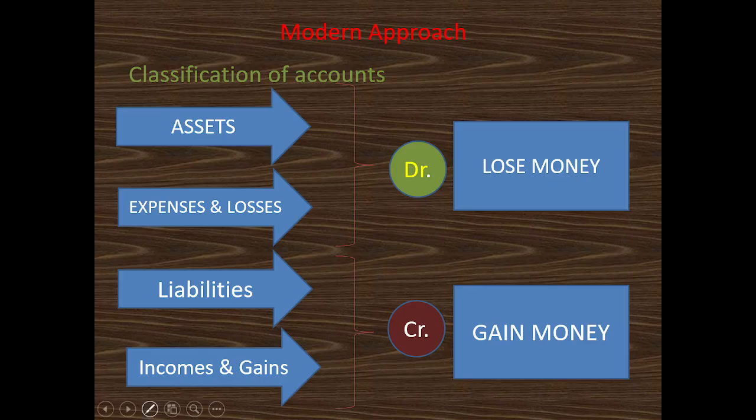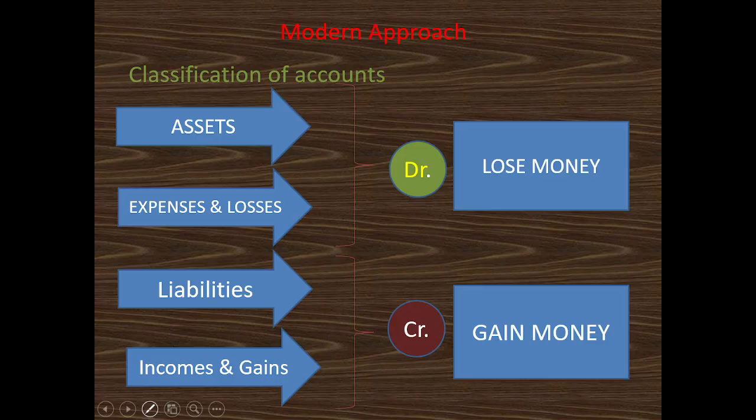In a business, cash is the king. So cash will always show a debit balance. Based on cash, we can explain the balances of other accounts. So as per the modern approach, we have four types of accounts: assets, expenses and losses, liabilities, incomes and gains. Assets and expenses and losses have a debit balance. Why? Because we lose money. Liabilities and incomes and gains have a credit balance. Why? Because we gain money.